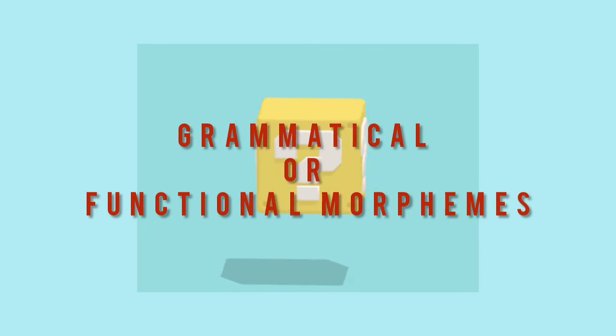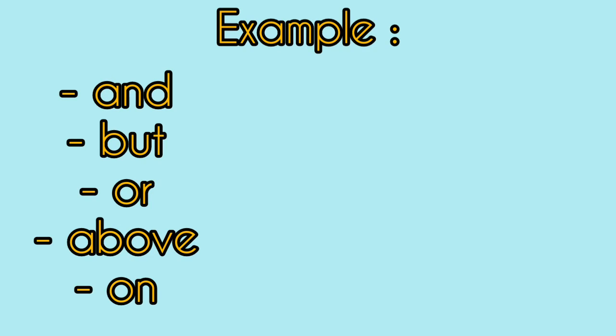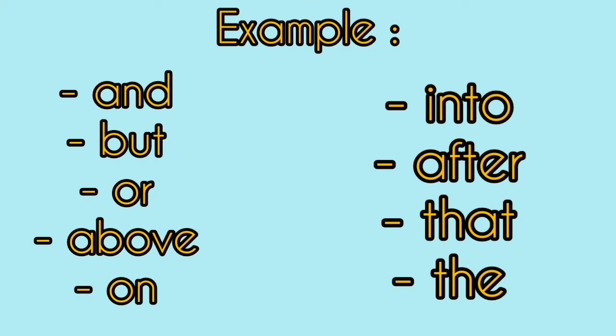And the second one, grammatical or functional morphemes. Grammatical or functional morphemes are those morphemes that consist of functional words in a language such as prepositions, conjunctions, determiners, and pronouns. For example, and, but, or, above, on, into, after, that, and do.